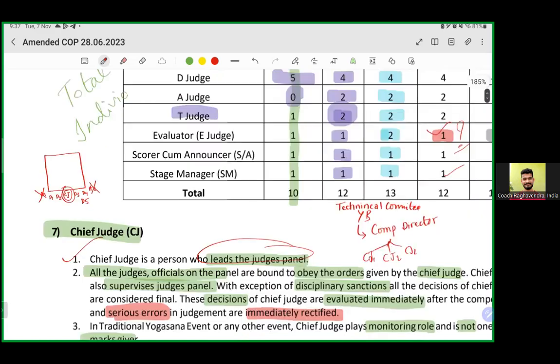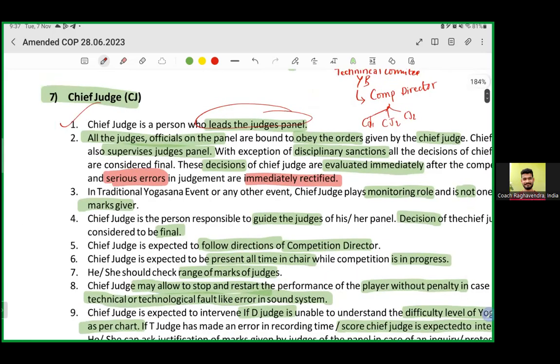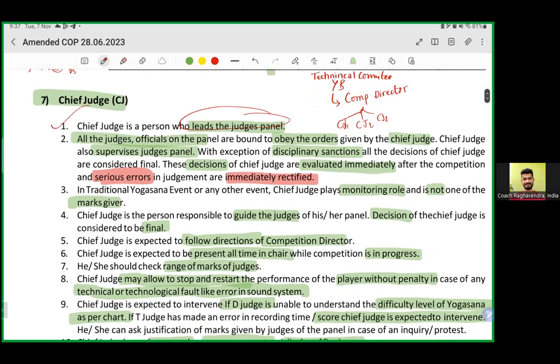Now, so all the judges official on the panel are bound to obey the orders given by the chief judge. So chief judge is the head of that particular judge panel, and all the judges, whoever, the difficulty judges, the time judges, stage manager, whoever in that particular panel, are supposed to be bound by the instructions and orders given by the chief judge.